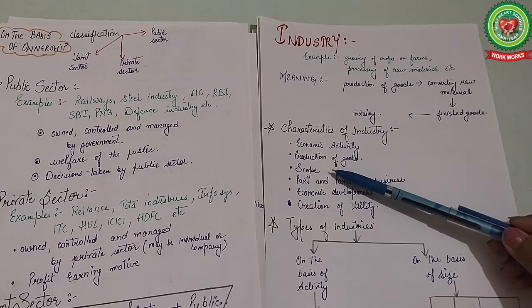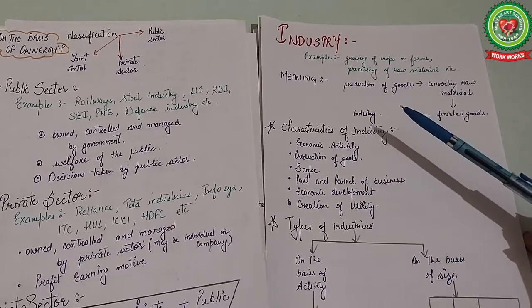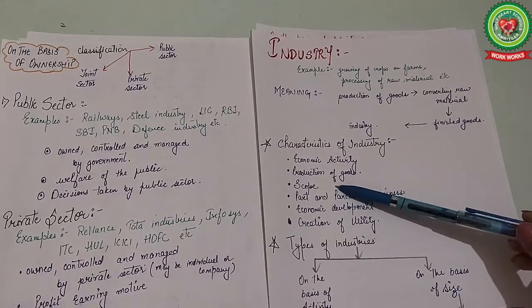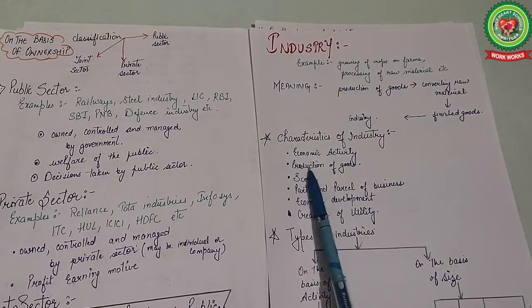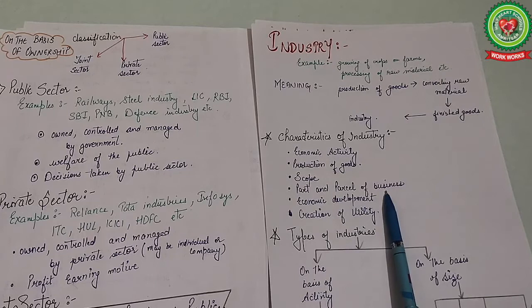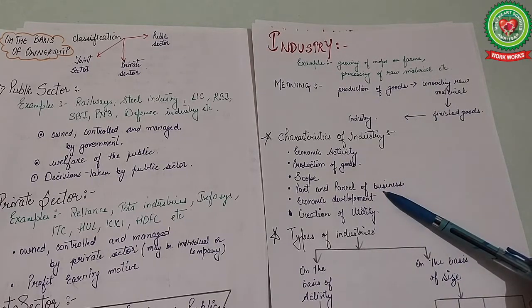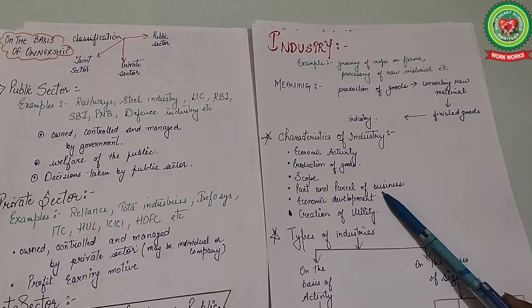Next one is the scope. We can say that industry is wider in scope because it involves technology and science in its activities, because production should not be done singly. It includes some techniques and some technology, so that is why it is wider in scope. Next, it is part and parcel of business. Part and parcel of business means business activities are involved in the industry, like production and distribution of goods and services. That is why it is related to business.